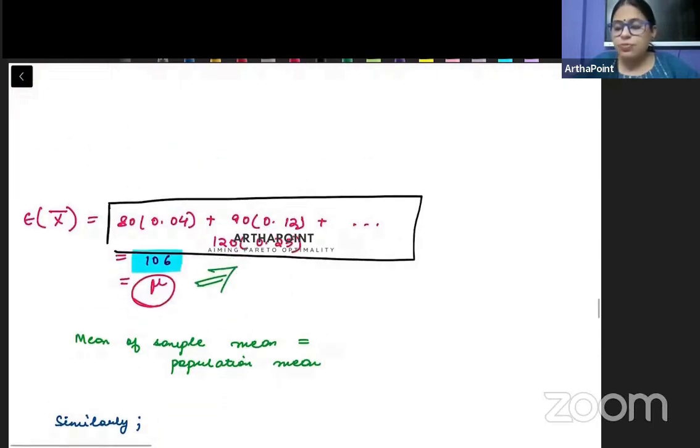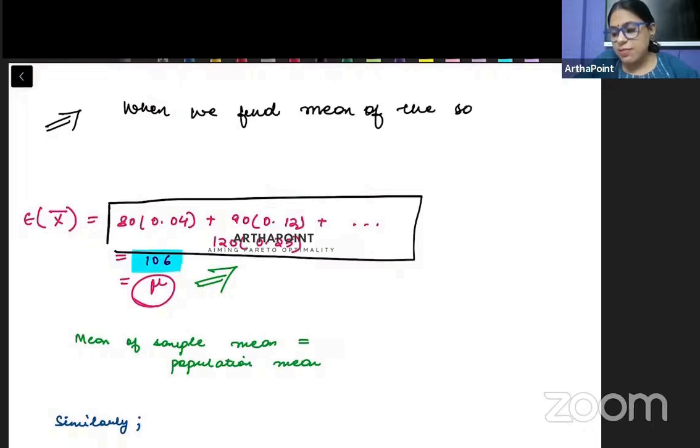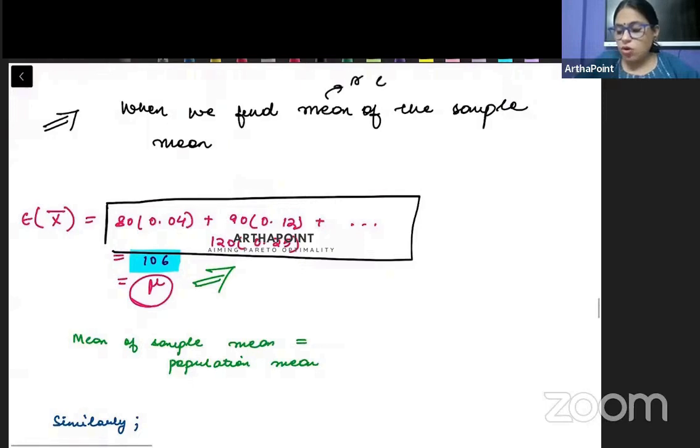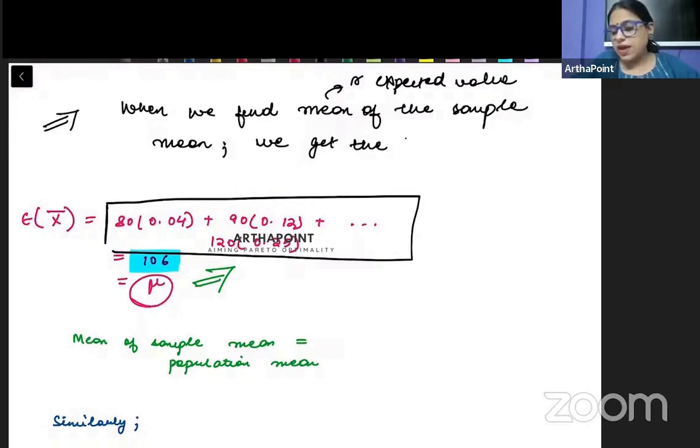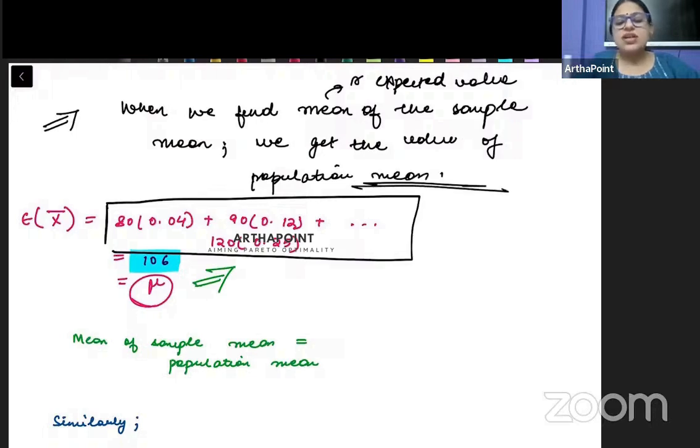So this is a very important thing. Please make a note of it, that when we find the mean or expected value of the sample mean, we get the value of population mean. हमें जो आंसर आता है, that is going to be the same as the population mean. हमें population mean ही मिल जाएगा.